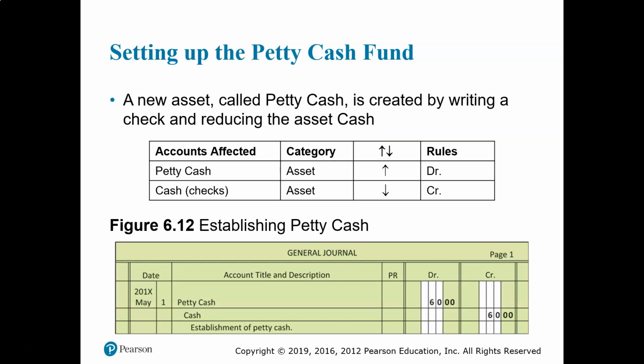Okay, setting up a petty cash fund: it's a new asset, just like an additional cash account called petty cash. It's created by writing a check and reducing the asset in cash. So you're really just transferring the money from your cash account into your petty cash. You increase your petty cash account by a debit and write a check out of your cash account, moving it into petty cash.